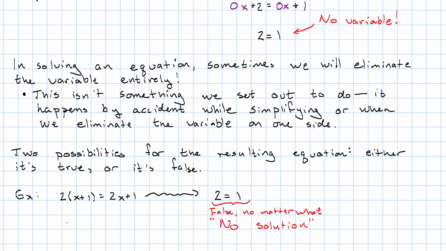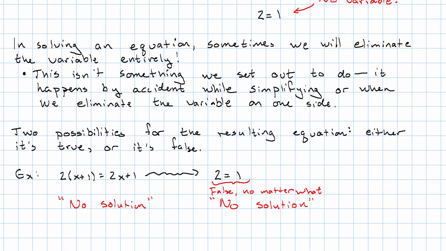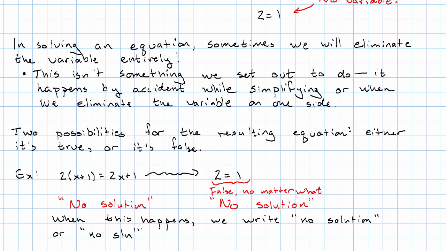It's equivalent to the original equation. We say that this has no solution as well. When this happens, we write the words no solution. Or if we're a little bit lazy, we just say no SLN. SLN is short for solution.